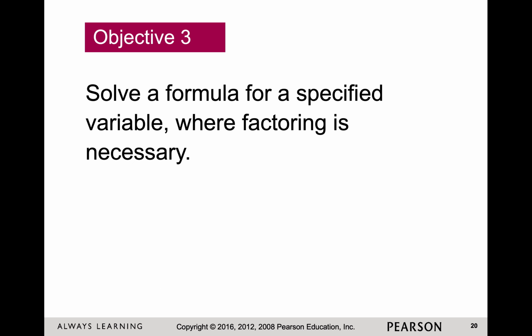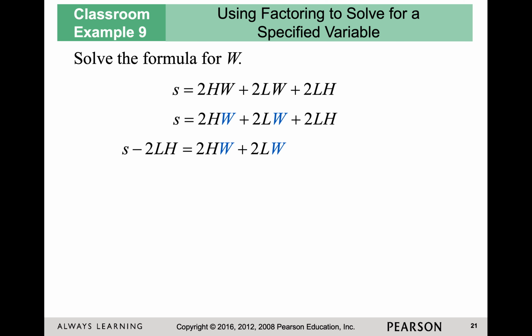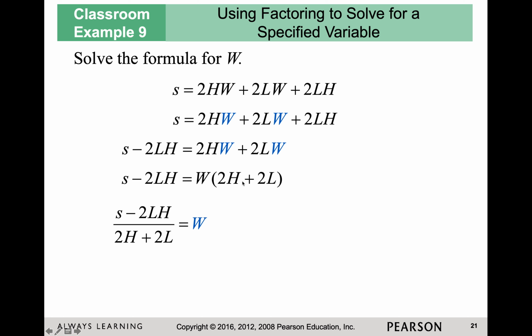So let's solve a formula for a specified variable when factoring is necessary. So if I look at this and I want to solve it for w, do you see there's more than one term with a w? So when you have more than one term with a variable and you need to solve for it, you're going to factor it out. So I'm going to take that w and get those two terms by themselves. Then I'm going to factor that w out. Now I can divide both sides by 2h plus 2l, and I've solved for w.